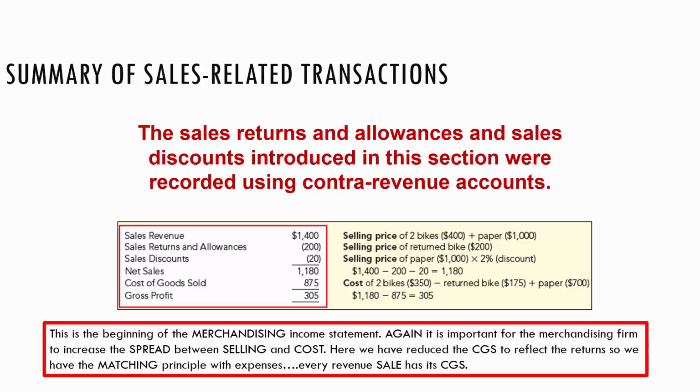So we can summarize, just as we did for the purchases, all the sales transactions that have happened. We had the initial sale of $1,400. We sold those 2 bikes. Then we had the customer that returned the bike, which means we cannot say we earned this $200 of the $400 anymore because the bike came back to us. It would be inappropriate for us to continue saying we earned it if it's returned.